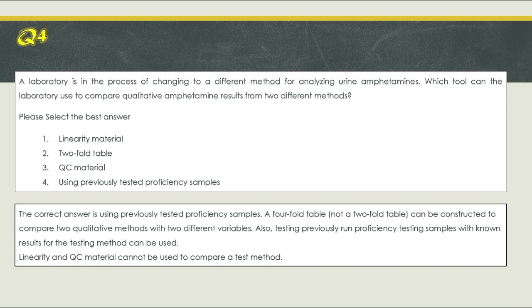A fourfold table, not a twofold table, can be constructed to compare two qualitative methods with two different variables. Also, testing previously run proficiency testing samples with known results for the testing method can be used. Linearity and QC material cannot be used to compare a test method.